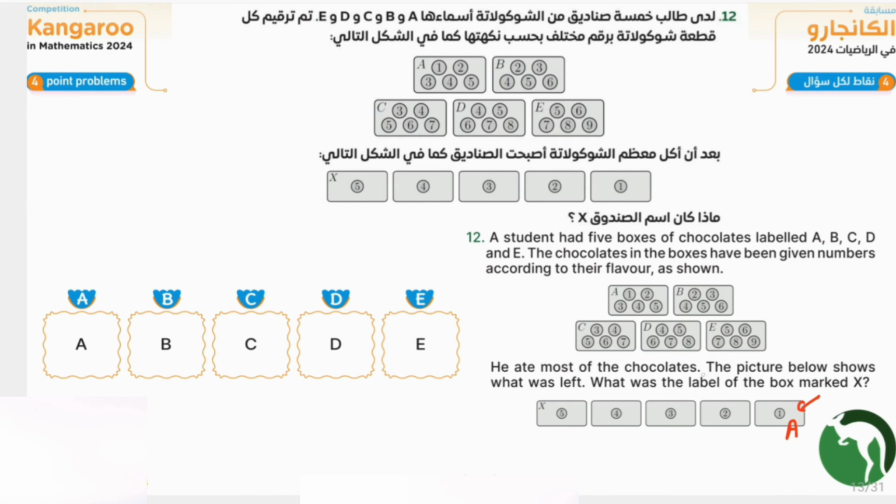So 2 exists in two boxes, which are A and B, and because A is already labeled, this one is B. And here 3 exists in three boxes, A, B, and C. Because A and B are taken, this one will be C, and similarly this one will be D, and this one, 5, exists in all the boxes, and because all the previous boxes were labeled A, B, C, D, this one will be E, and E is the correct answer.